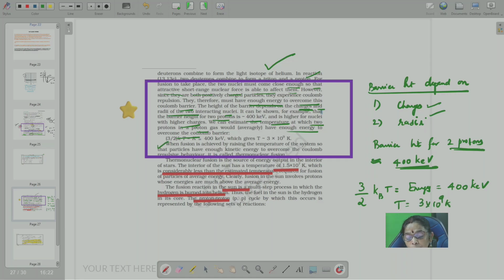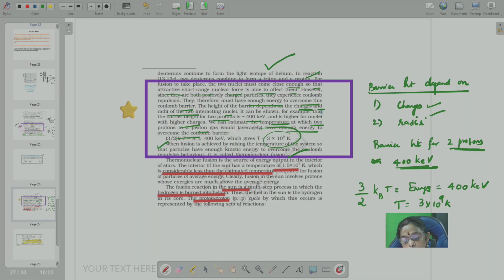When fusion is achieved by raising the temperature, the particles will have enough kinetic energy to overcome the Coulomb's repulsive force. Therefore, this is called thermonuclear fusion. So understand, children, thermonuclear fusion is nothing but, in order to fuse two nuclei, a large amount of energy is required. That can be achieved by raising the temperature. That temperature comes out to be predominantly high, and if the barrier height is going to be more for more charges or more radius elements, then you have to give more energy, more temperature.